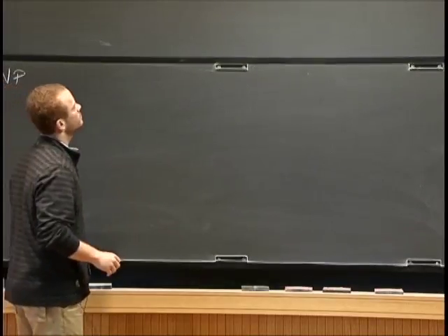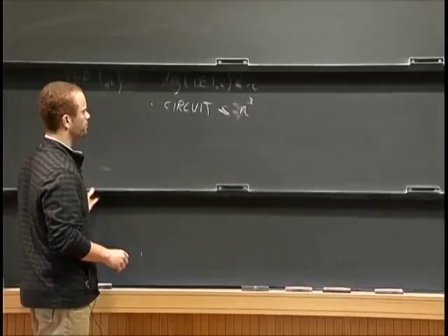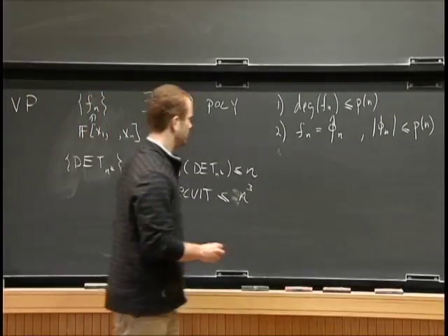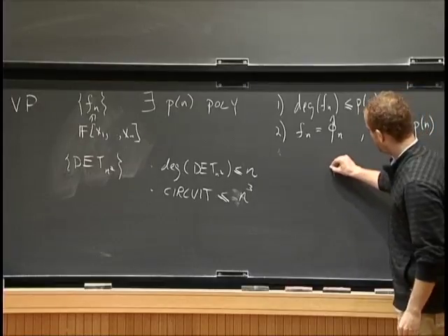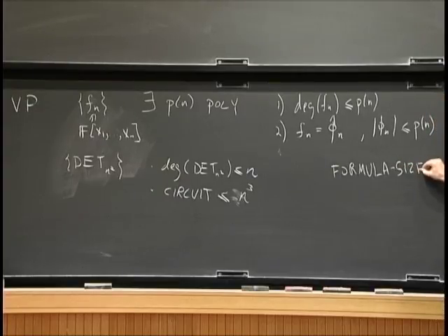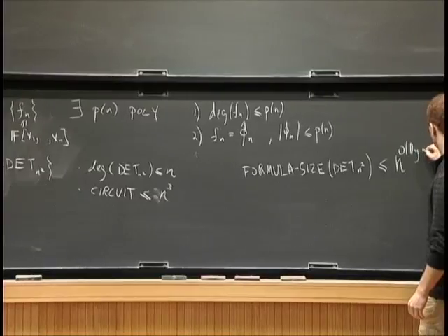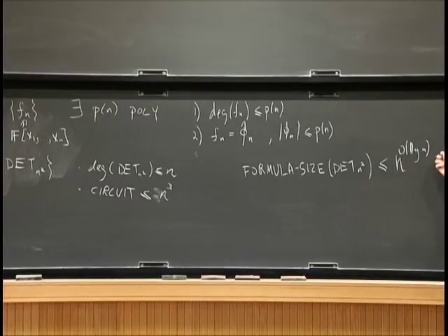And another family we want to define is VNP. But maybe, since you mentioned determinant, it's worthwhile saying that there is also a formula for it of size n to the log n. And it's a really nice open question. What Avi said is that there is a formula of size n to the power of log n.